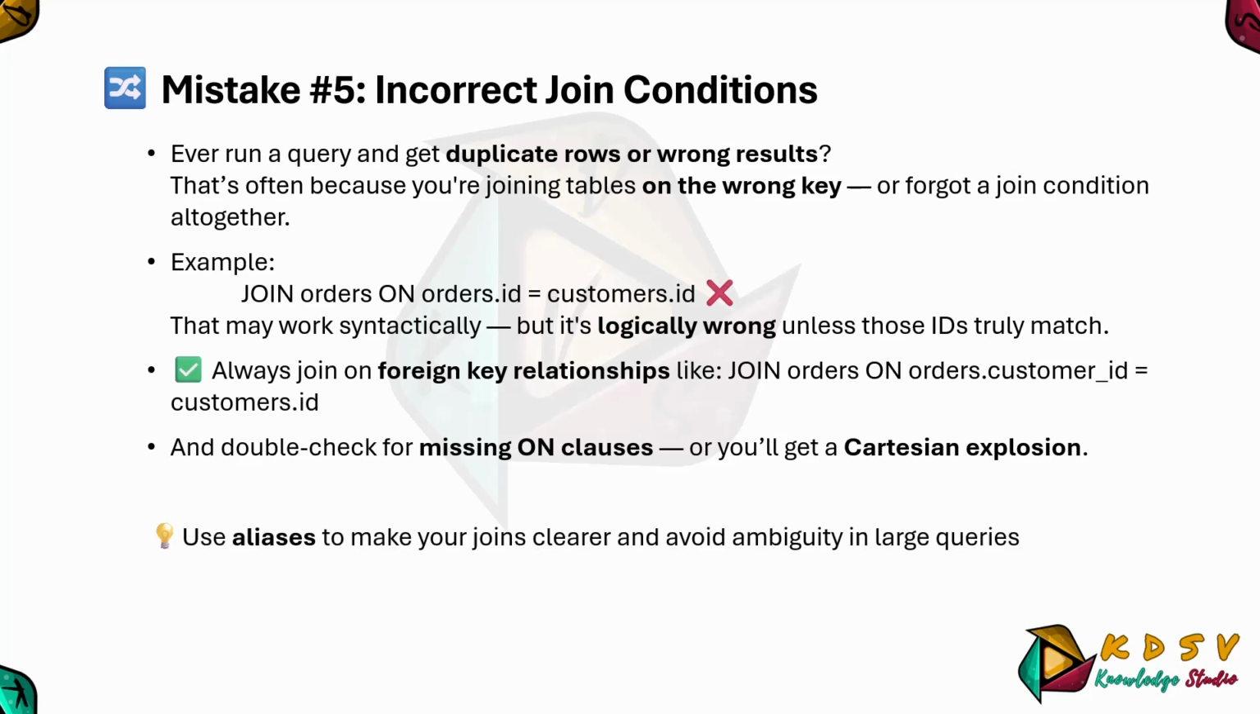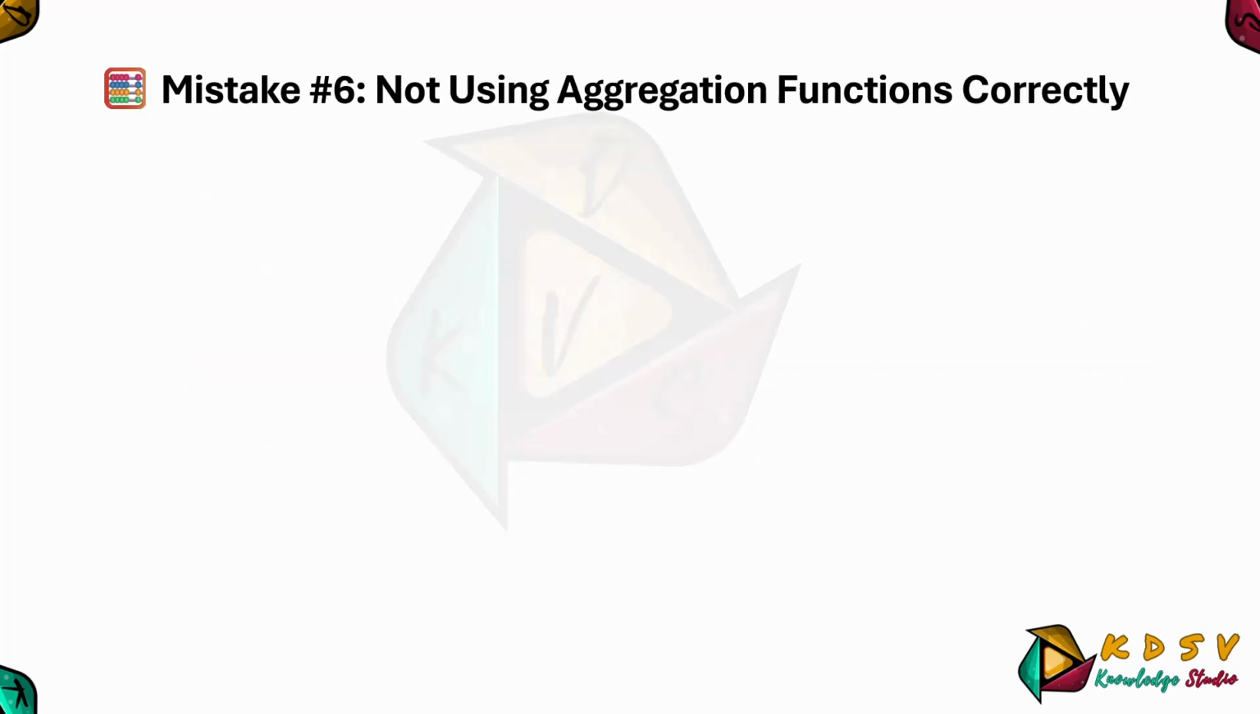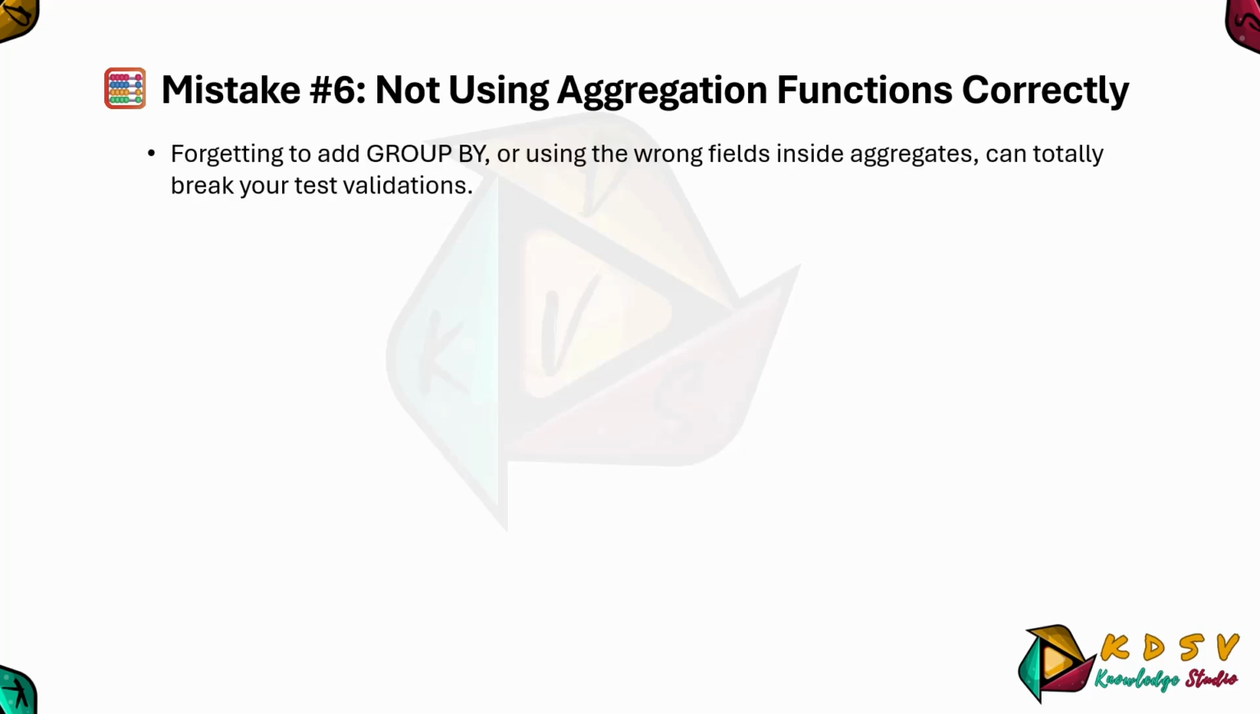Use aliases to make your join clear and avoid ambiguity in large queries. Mistake number 6: not using aggregation functions correctly. Forgetting to add GROUP BY or using wrong fields inside the aggregates can totally break your test validation.